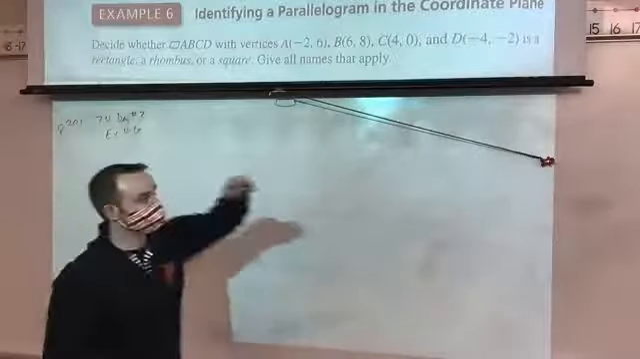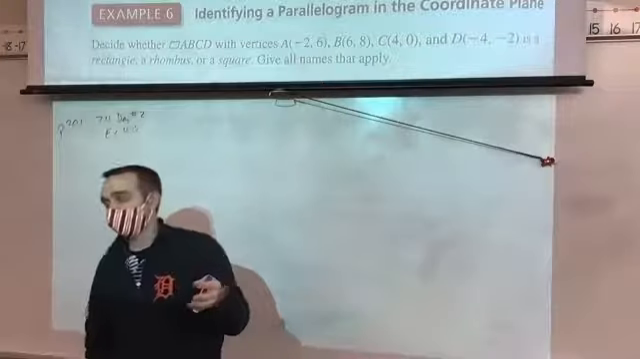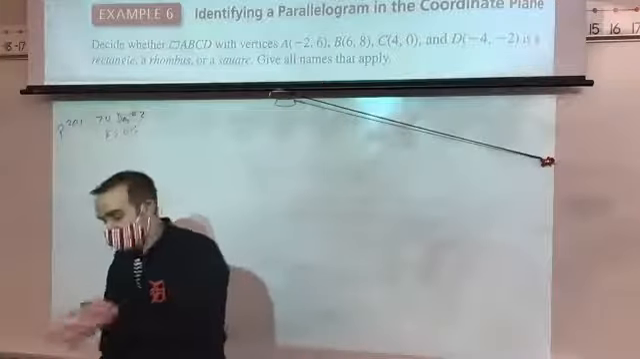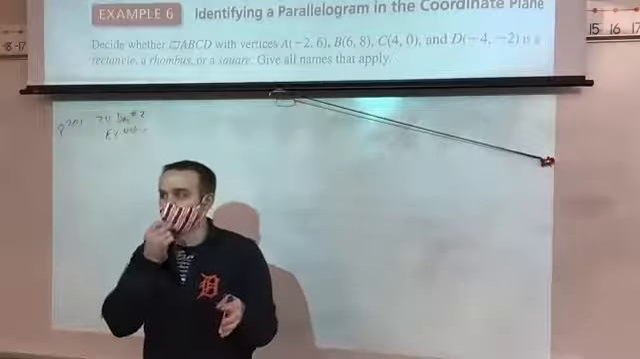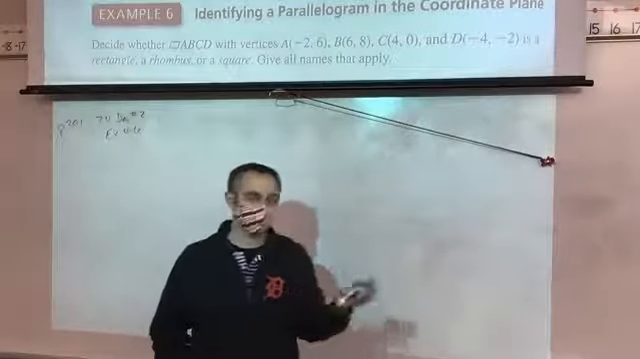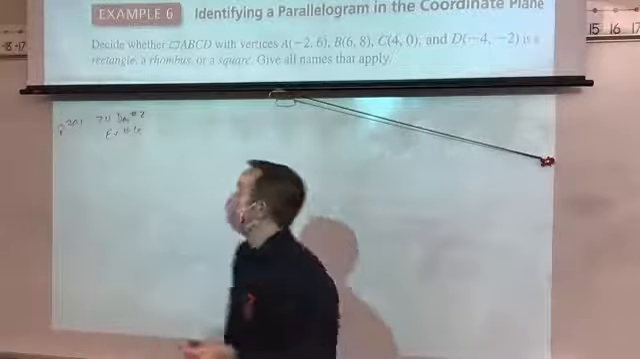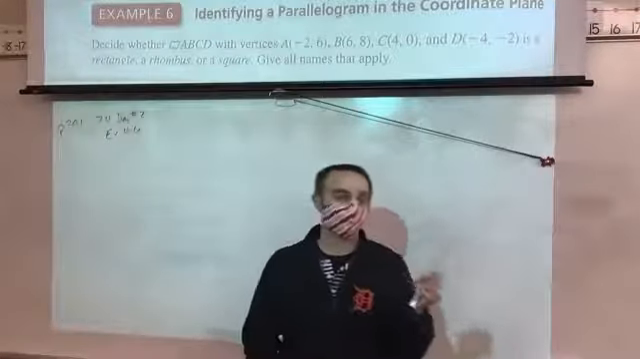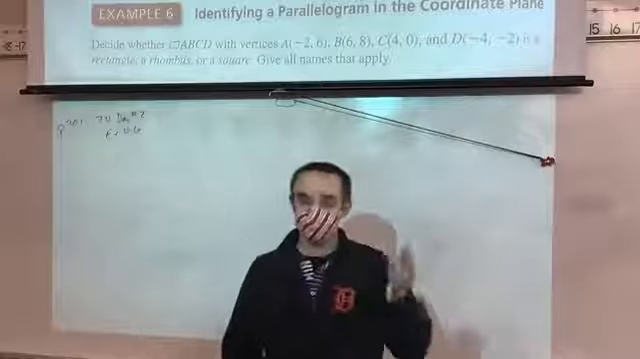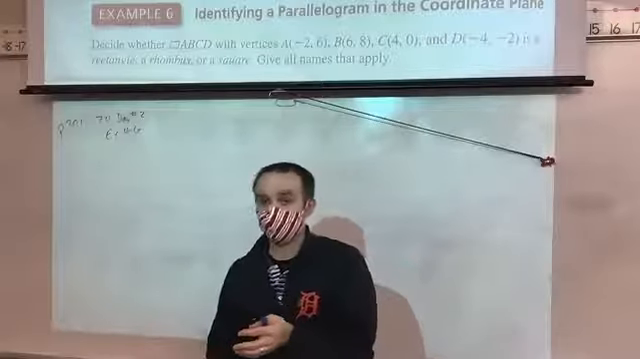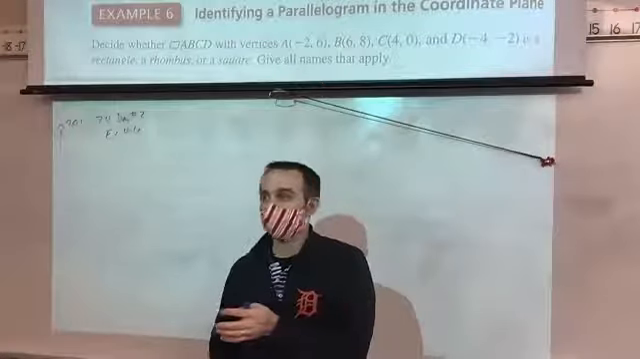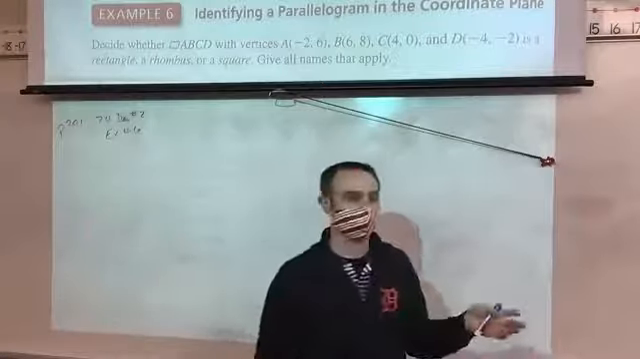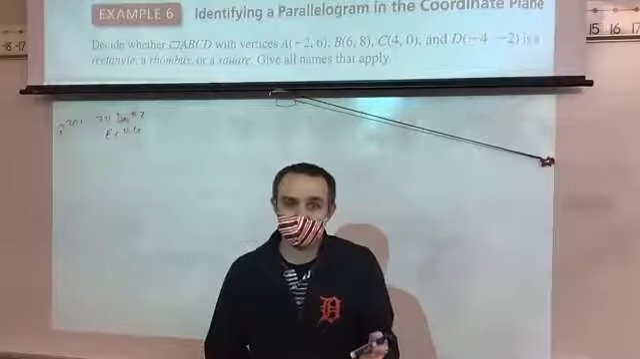One way to figure out if it's a rectangle would be by definition. Find the slopes of all four sides and see if they are perpendicular to each other. And if the slopes are perpendicular, then you've got a rectangle. One way to find if it's a rhombus or not is to find the length of all four sides, so distance formula, four times. And if it's a rectangle and a rhombus, then it's a square. That's one way that we could do this, right?